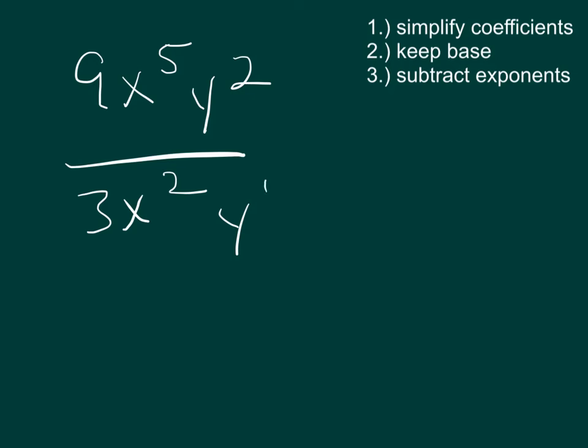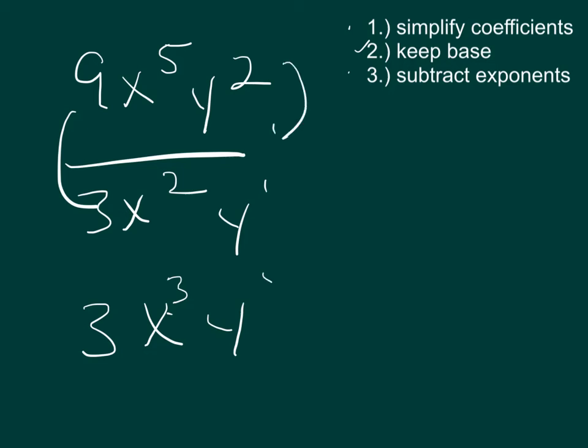So we first want to simplify our coefficients. So 9 divided by 3 is 3. Keep our same base, x, and we have added another base of y here. So we always want to keep like bases. And one thing you may want to do, just to help you from an organizational standpoint, is write it out exactly like that, following your rules in sequence. And then the last thing we would do is go back and subtract our exponents. So 5 minus 2 is 3. And then 2 minus 1 is 1. So we're just going to have y, or y to the first power.